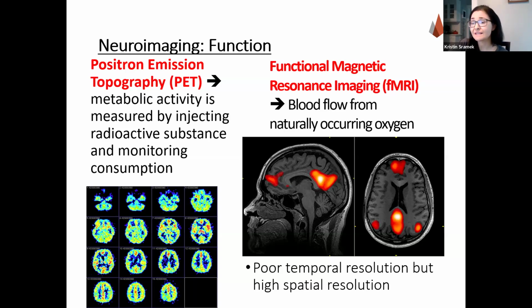So it's really fantastic in terms of the visual resolution, right? We can see a lot of spatial resolution. We know where things are occurring. Really, really great for that, but not really fantastic for temporal resolution. So we don't know when it's occurring as well, just that it is occurring. So drawback on that one.